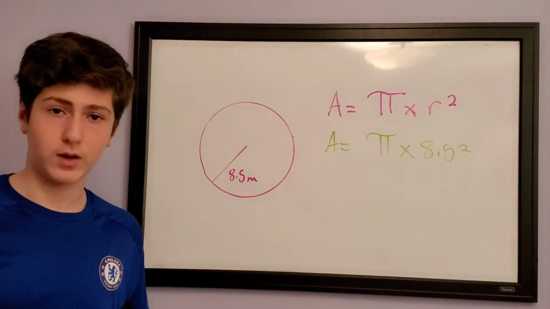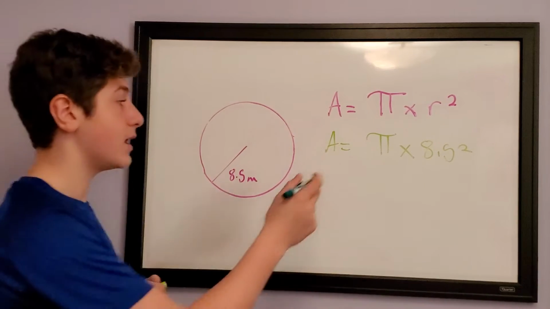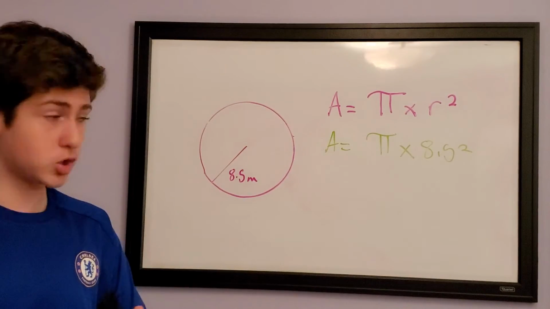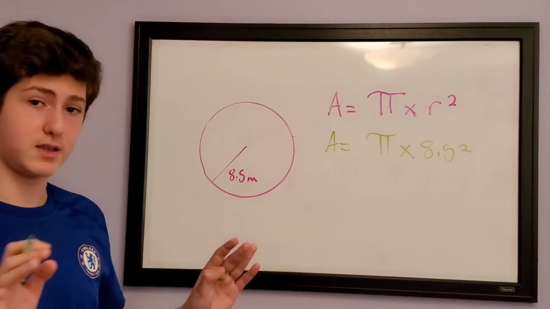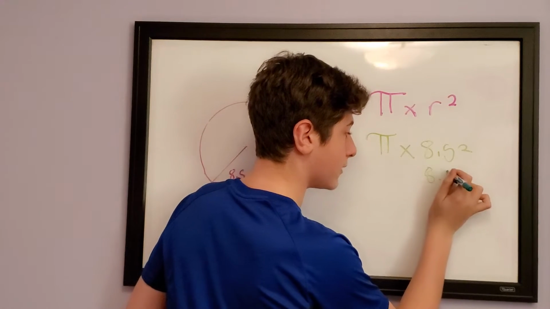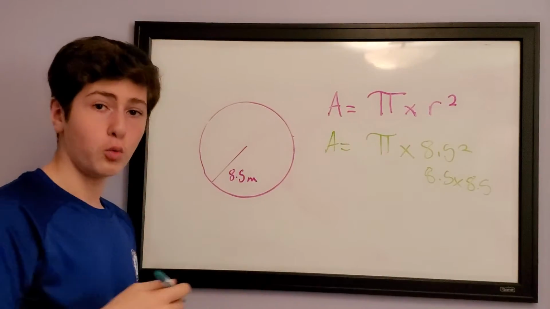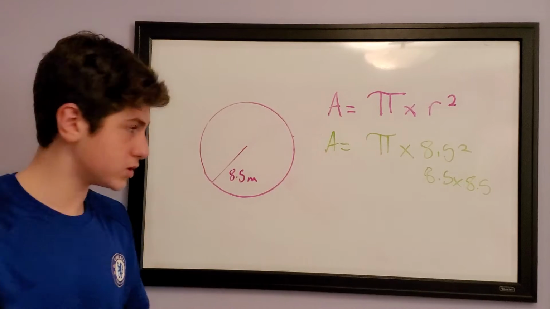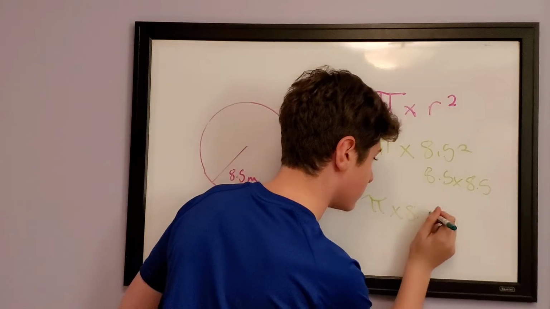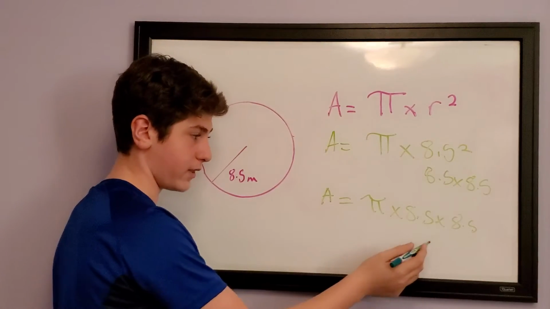The rest here is pretty straightforward, but one common mistake that students make a lot, and I sometimes do too, is to do 8.5 times 2. We're dealing with exponents here, so this means that the number is multiplied by itself. So it would be pi times 8.5 times 8.5. But don't let this trick you either.